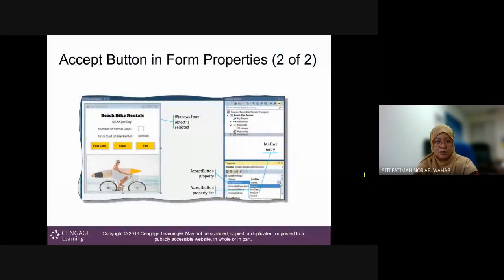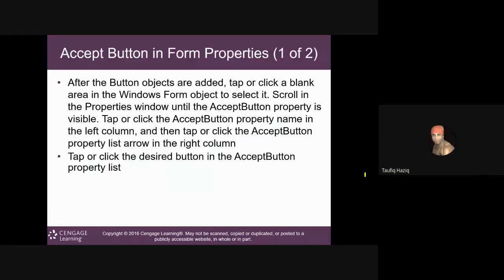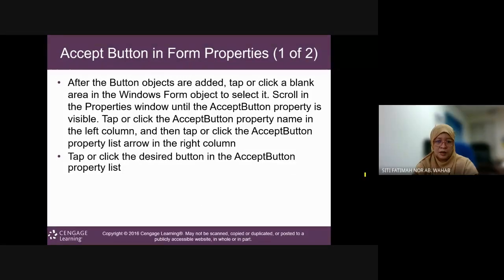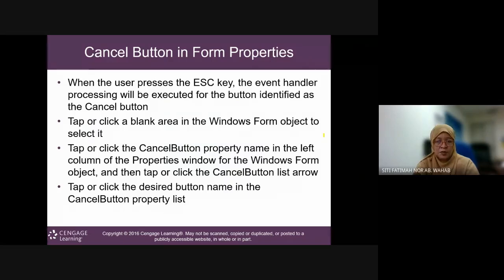Kelas, mana you all? Ada. Hilang pula. Ada. Ini. Okay, you can click desired button in the accept button property list. Ni button apa yang you nak? Button cost entry. Cancel button.